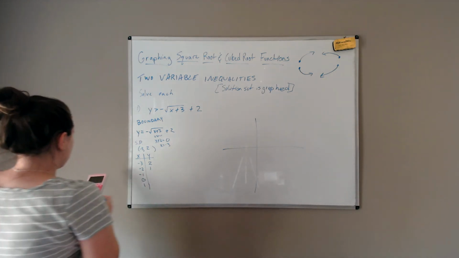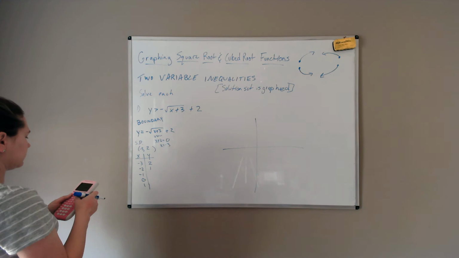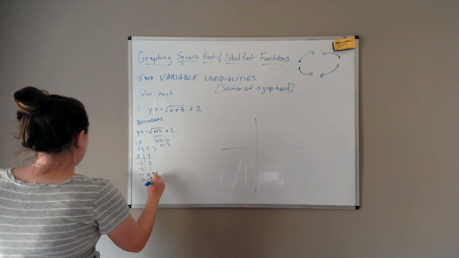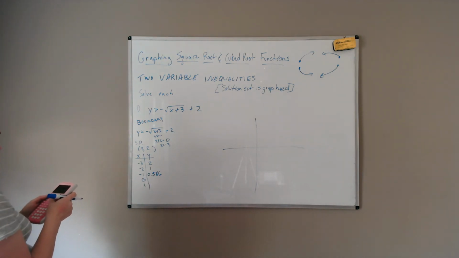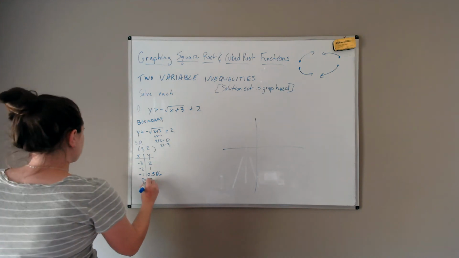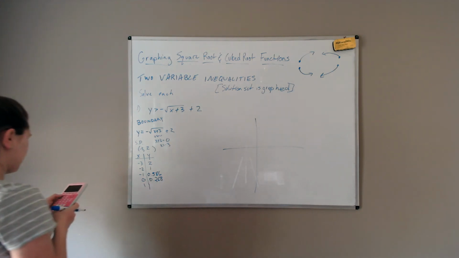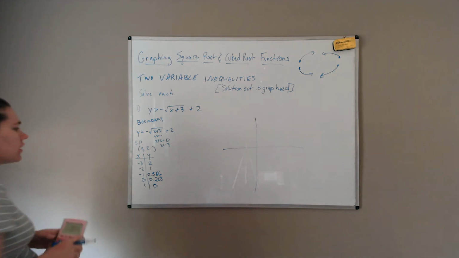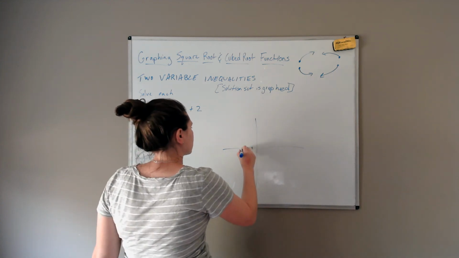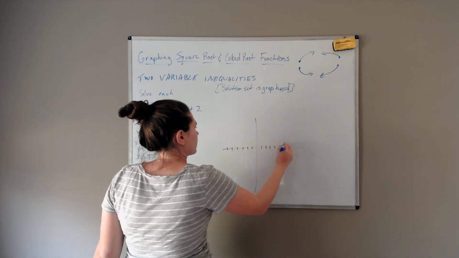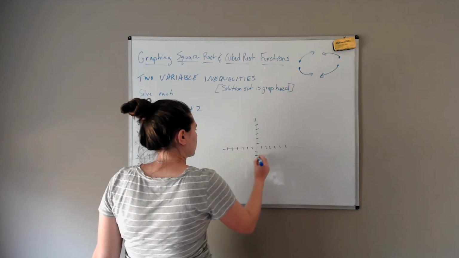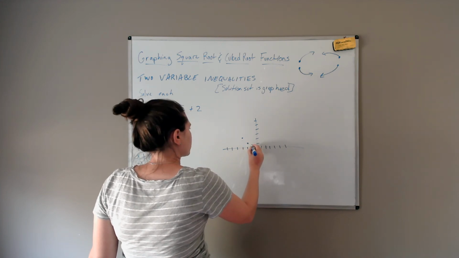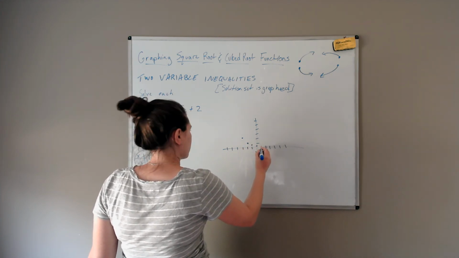So that's going to give me 1. This is going to give me 0.586. It's going to give me 0.268. And this is going to give me 0. So plot these points: (-3, 2), (-2, 1), (-1, 0.586), (0, 0.268), (1, 0).